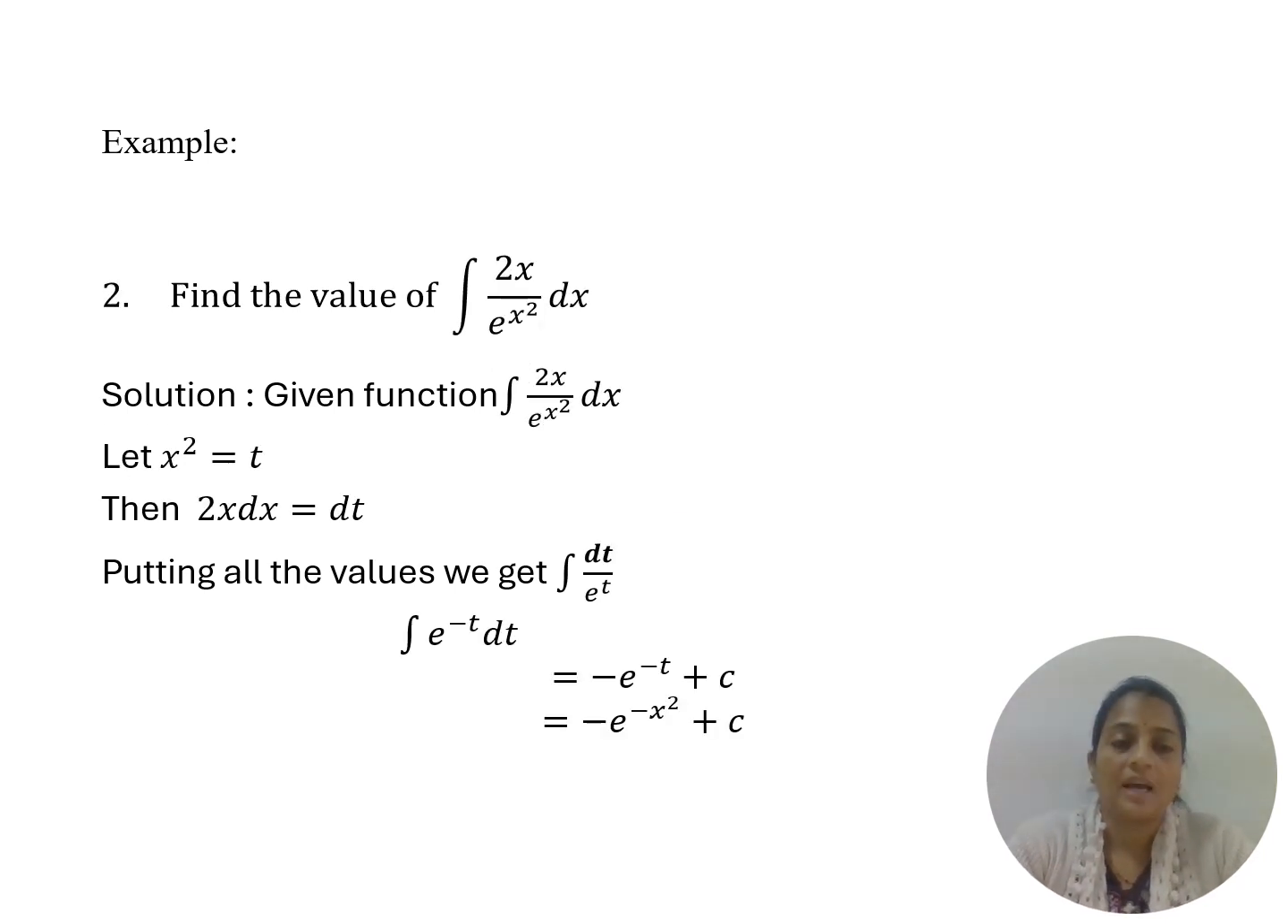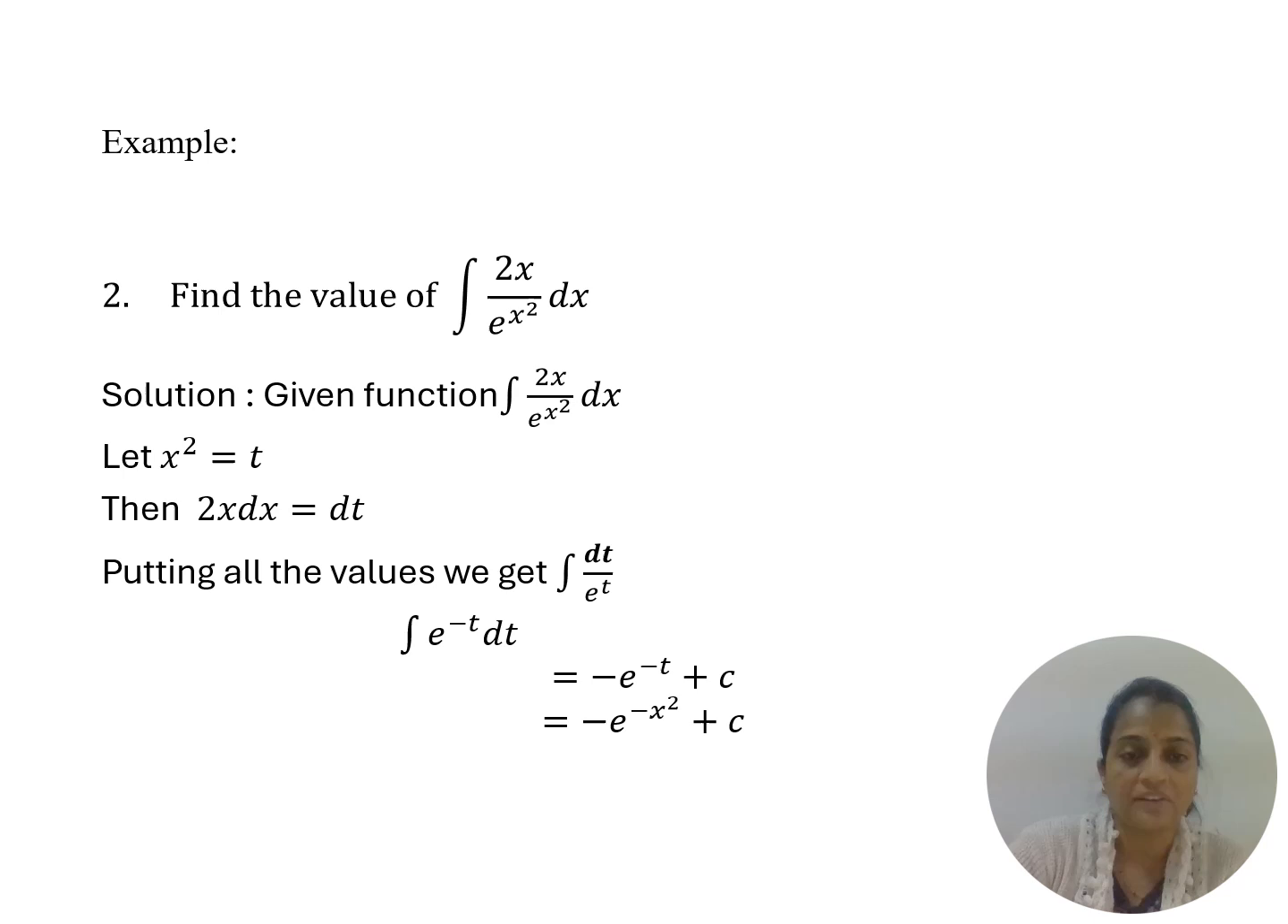Yes, another example of the substitution method: find the value of integration 2x upon e to the power x square dx. In this example, we know the differentiation of x square is 2x, so we put x square is equal to t and differentiate this. So 2x dx, and t differentiate is dt. Put these two values in this question.